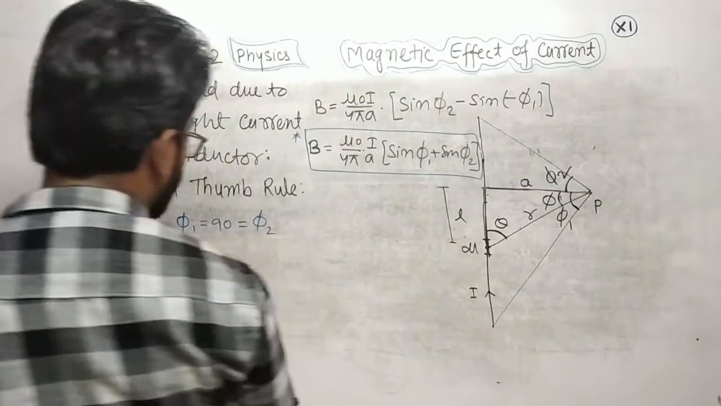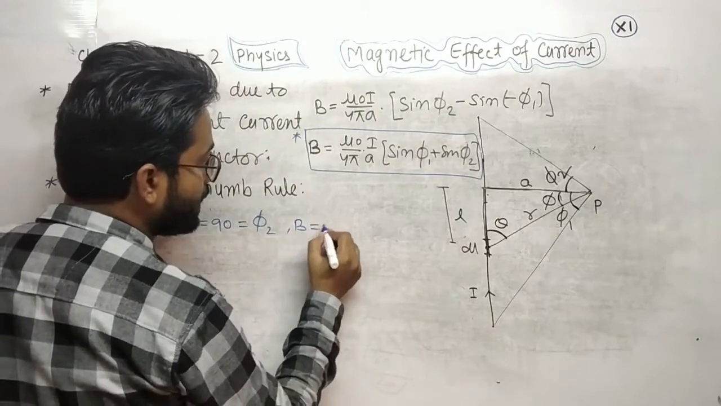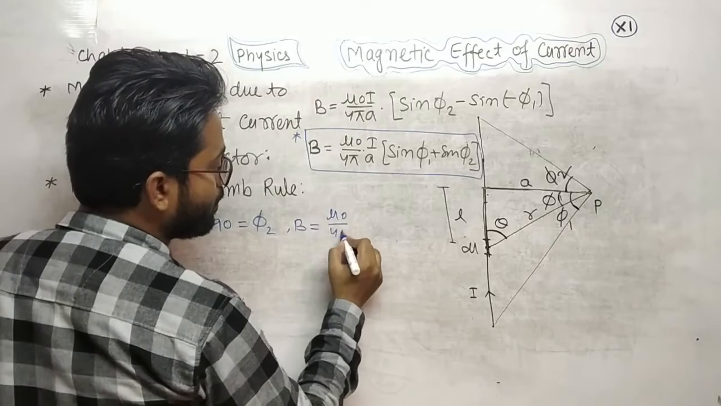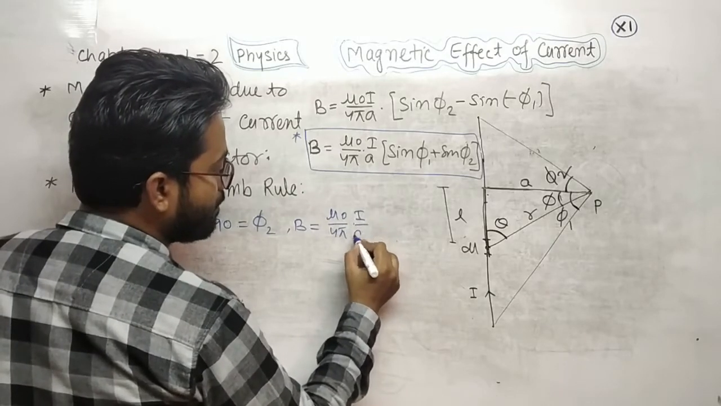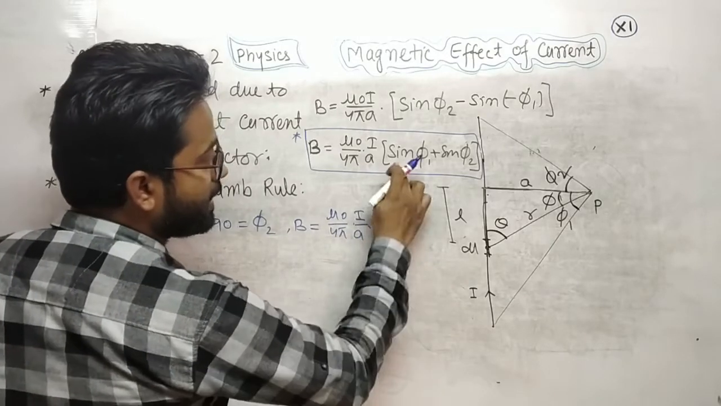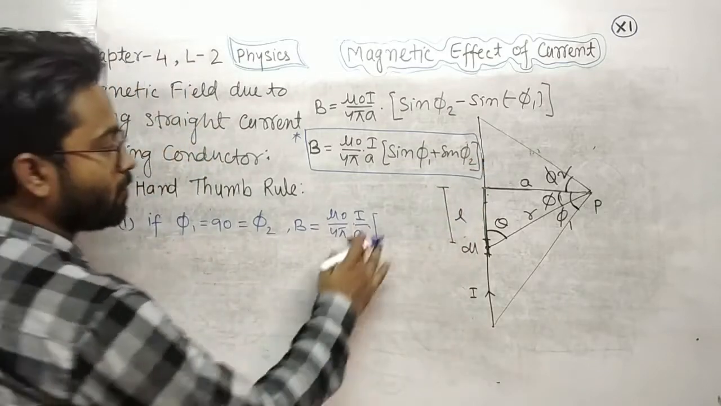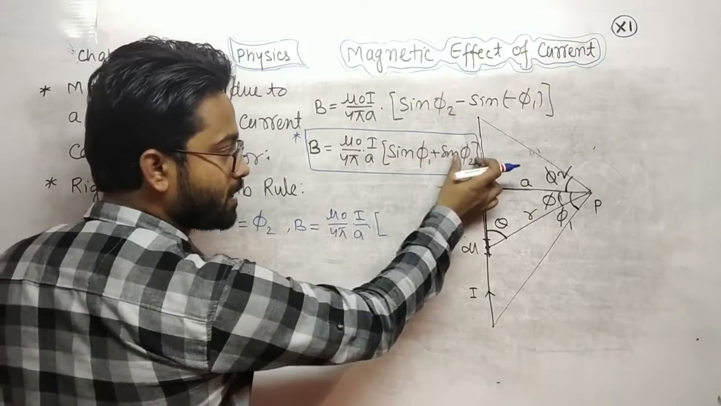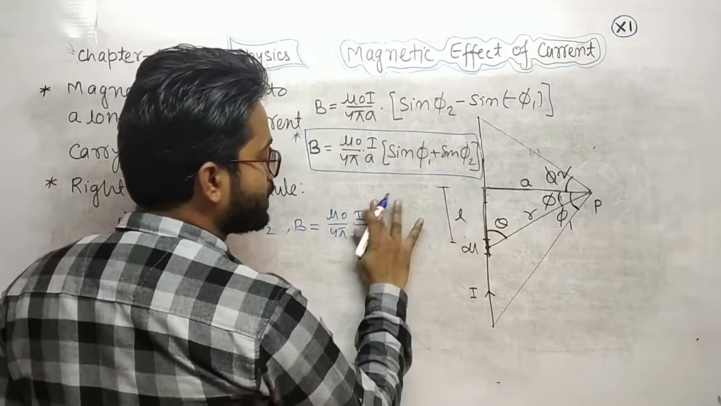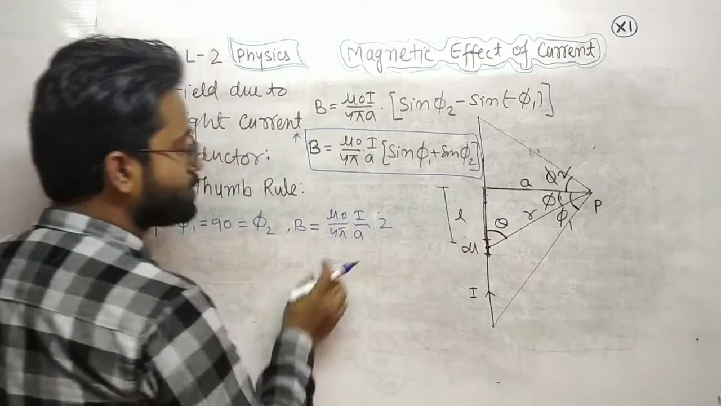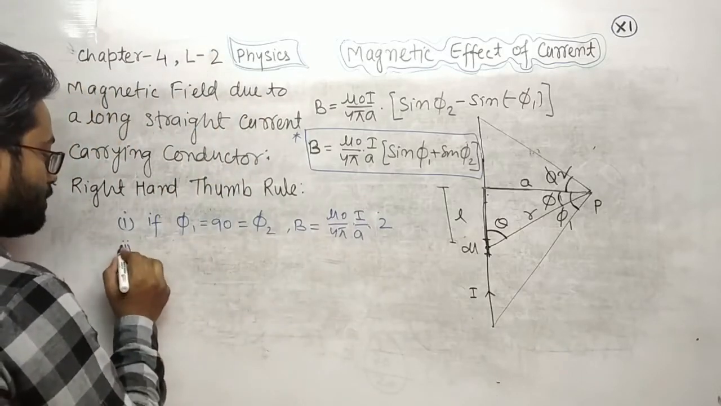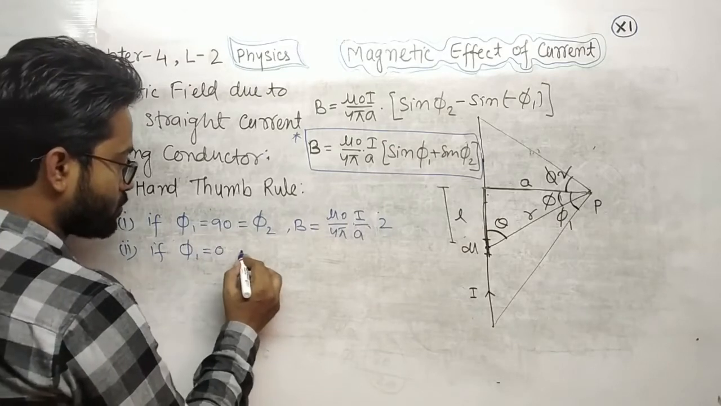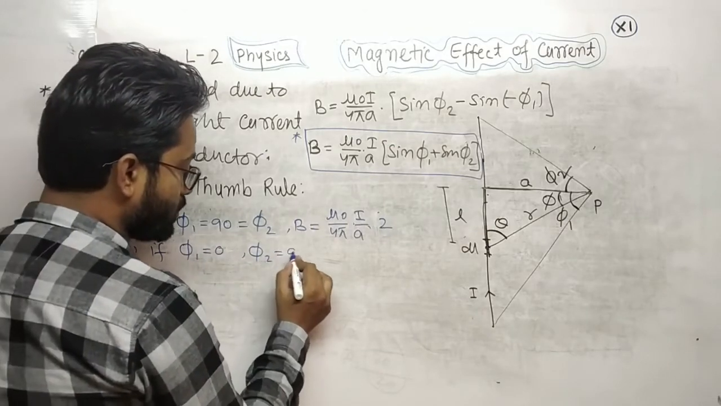That means the result will be B, the total magnetic field, is equal to mu naught upon 4 pi, I by A, sine 90 plus sine 90. You know sine 90 plus sine 90 means 1 plus 1, that is 2. This is the result.